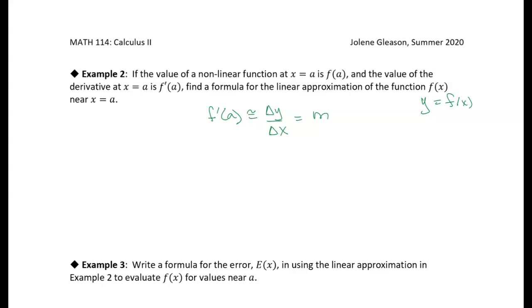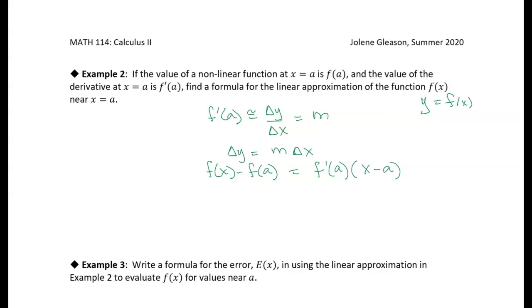Okay, so if I rearrange this, delta y over delta x is equal to the slope m, then I get delta y equals m delta x. Delta y is the change in y, and we've defined y to be the value of the function, so I can replace this with f of x minus f of a. It's a change in the function. And m is f prime at a, and delta x is x minus a.